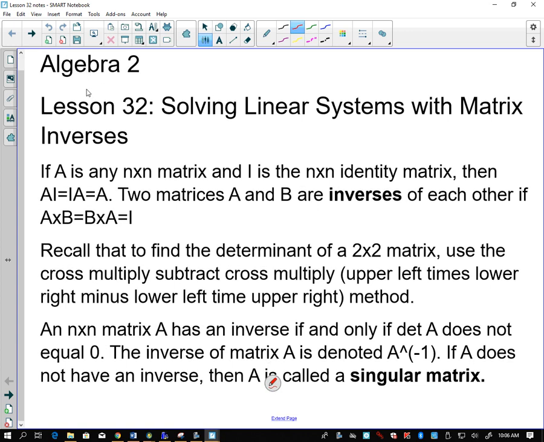So given an n times n matrix A, it has an inverse if and only if its determinant does not equal 0. The inverse of matrix A is denoted A to the power of -1. That's our inverse. Keep in mind that anything to the negative first is the same as putting it in the denominator of a fraction where the numerator is 1. If A does not have an inverse, then A is called a singular matrix. Okay?